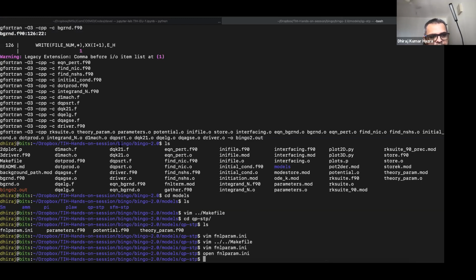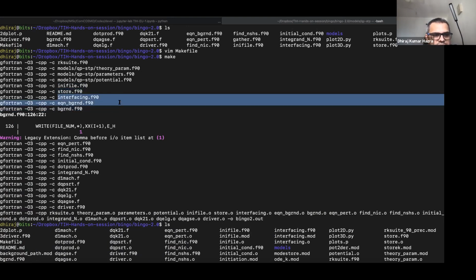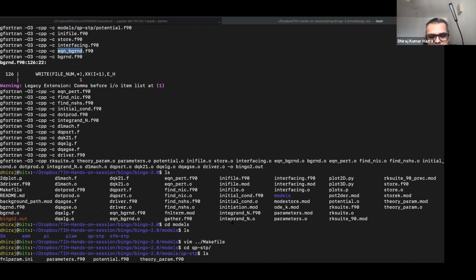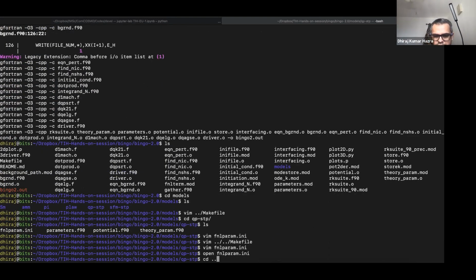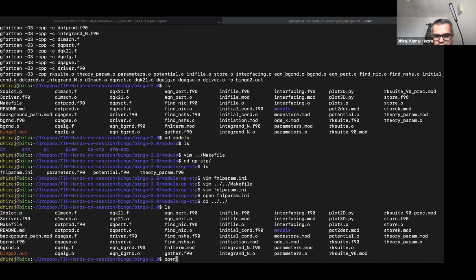Now, let me go to the terminal. Okay, I hope when I'm changing from one window to another window, you're able to follow. So any file, don't have to worry about that. This is just a code to read from the INI files. Interfacing is something that you need to interface different modules. Equation background.f90. Okay, let's see what is there in the equation background.f90. Go to two stages F4 and open equation.